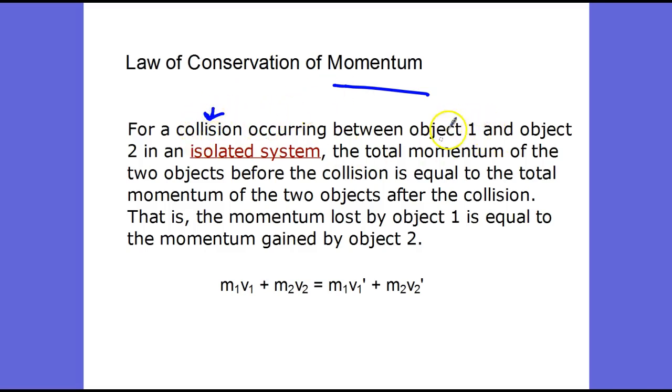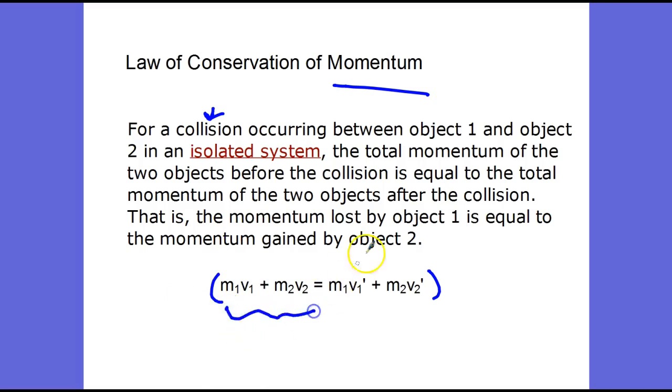So for a collision occurring between object 1 and object 2 in an isolated system, we'll define that in a minute, the total momentum before the collision is equal to the total momentum of the objects after the collision. That is, the momentum lost by one object is equal to the momentum gained by the other. Although there's no single equation of conservation of momentum, you have to write your own equation for each problem.